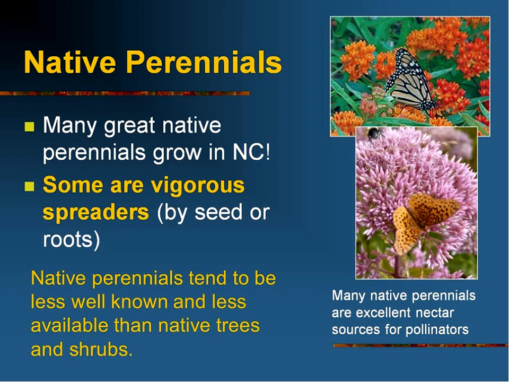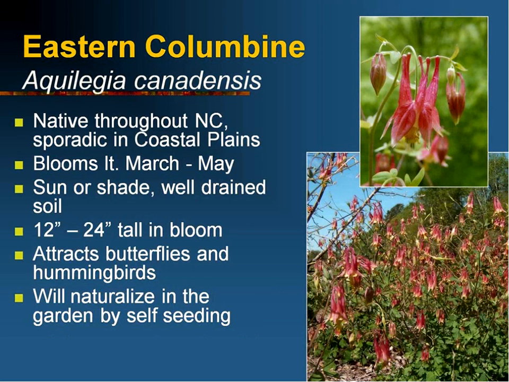Because as you can see in the picture, a lot of our native perennials tend to have this flower structure where they have a lot of small flowers clustered together. So that gives you multiple nectar sources all right there on one flower. And I have these arranged in order of bloom.